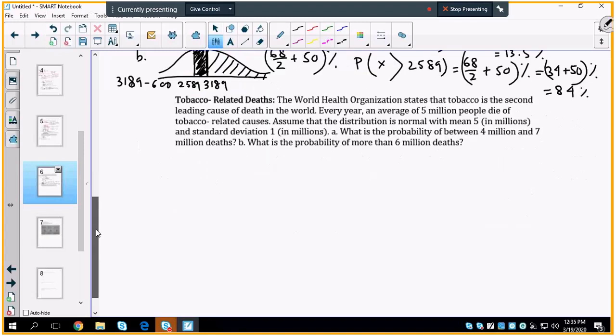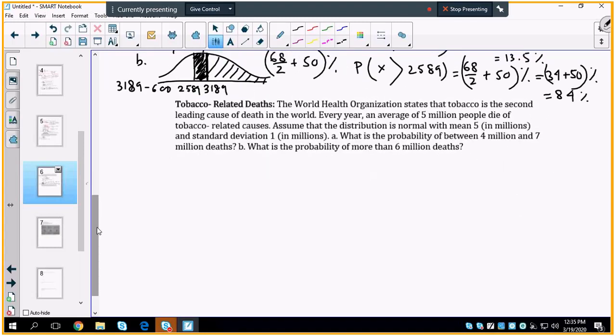Let's do the next one. It is talking about tobacco-related deaths. The World Health Organization states that tobacco is the second leading cause of death in the world. Every year, an average of 5 million people die of tobacco-related causes. Assume the distribution is normal with a mean of 5 million. So mu is 5. And the standard deviation is 1 million. So sigma is 1. What is the probability that between 4 and 7 million deaths will occur?